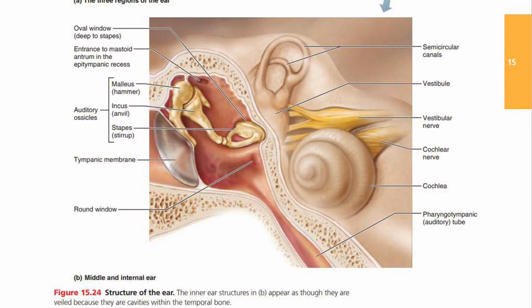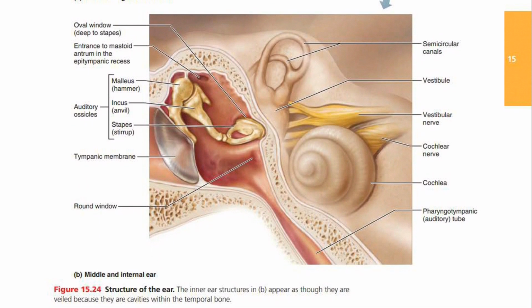So with this, we have completed this discussion on the external ear or the outer ear. I hope you have enjoyed this lecture on the external ear, and I also hope that it will be helpful in your exam preparation and also in your studies.